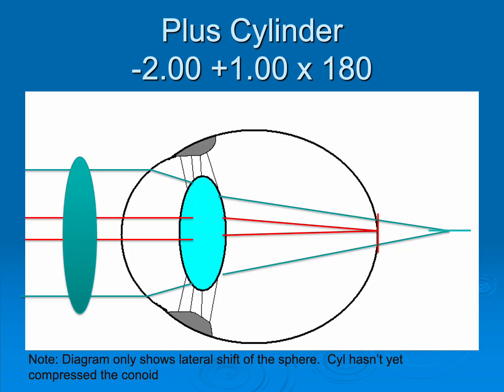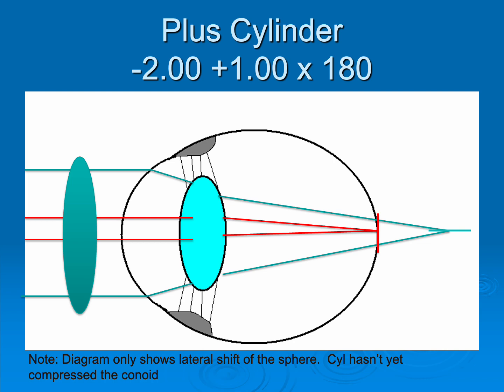So here we have the same eye, but instead of working in minus cylinder, we're now going to work in plus cylinder. So remember, when we were working in the minus cylinder, we used a -1 to push that conoid back. But now we're going to use -2, and what does -2 do? It pushes it back further to the right. So now we've taken that conoid that we had on the inside of the eye, we've pushed it entirely to the fovea and behind the eye. We've shifted it all the way to the right.